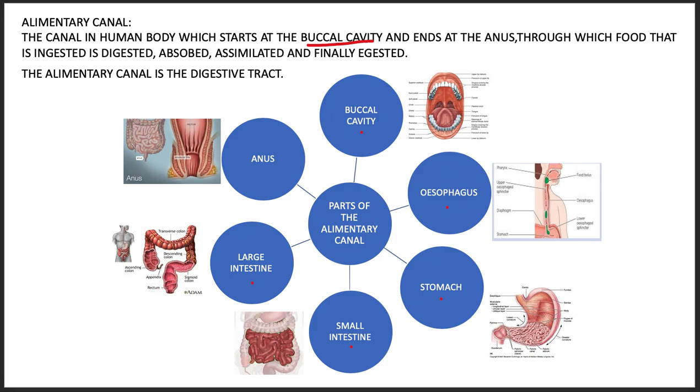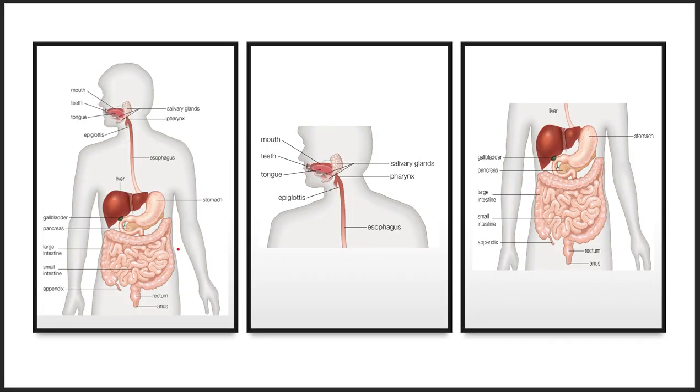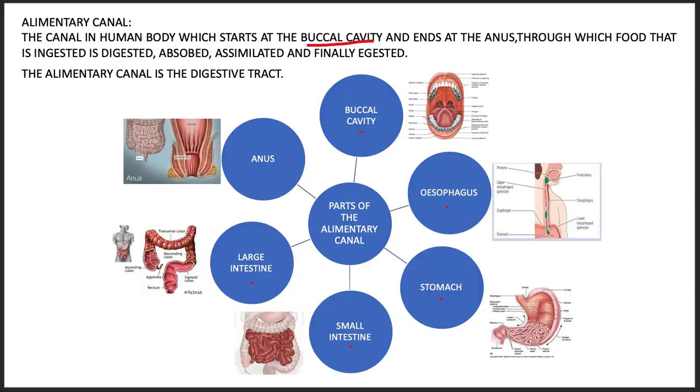If you have observed this picture properly, you will see that all these structures are there in this slide as well. It's just that I've shown you the particular images. And then we have the anus. That's the anus here. I'm sorry, the picture is quite small. So let's start with the buccal cavity.